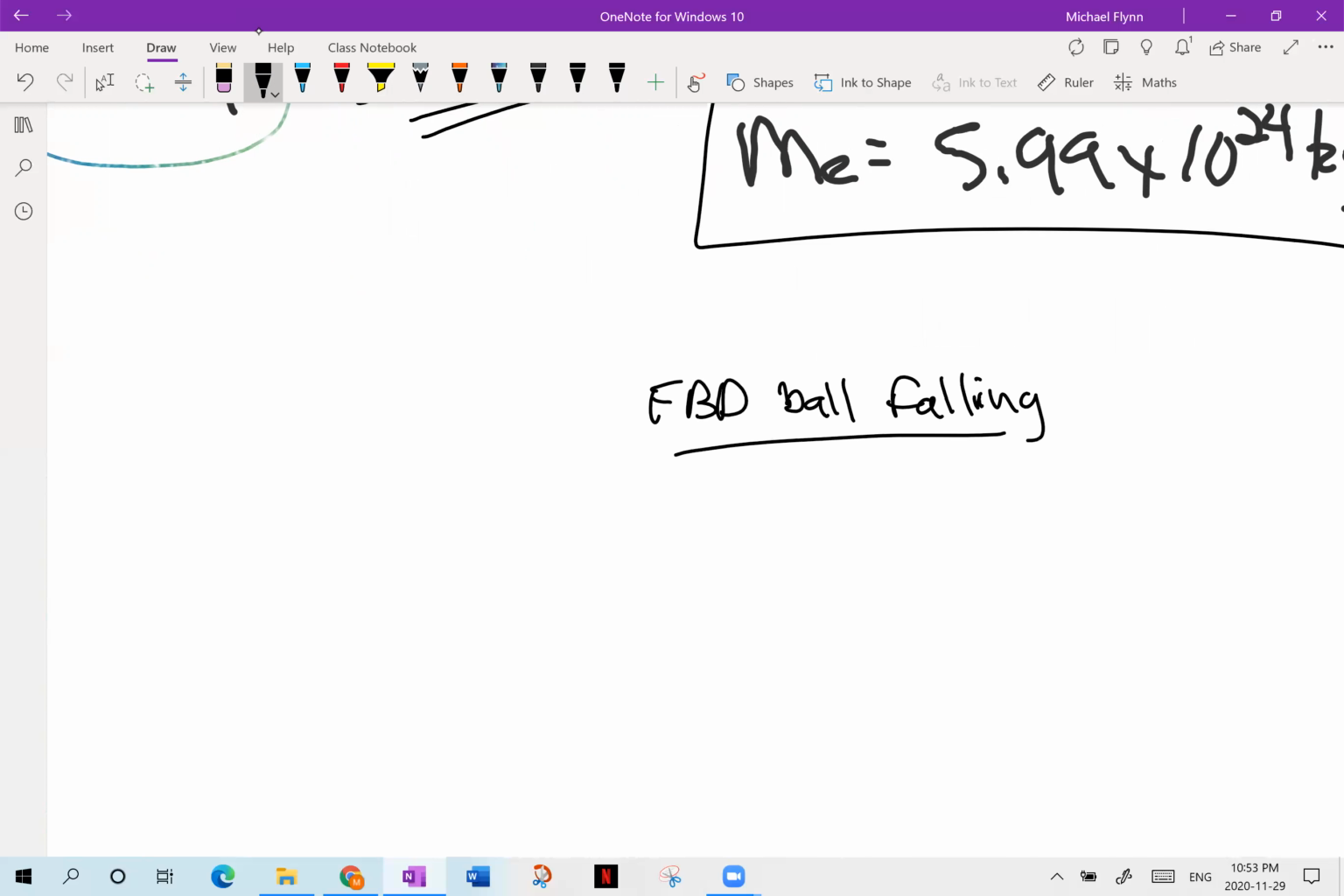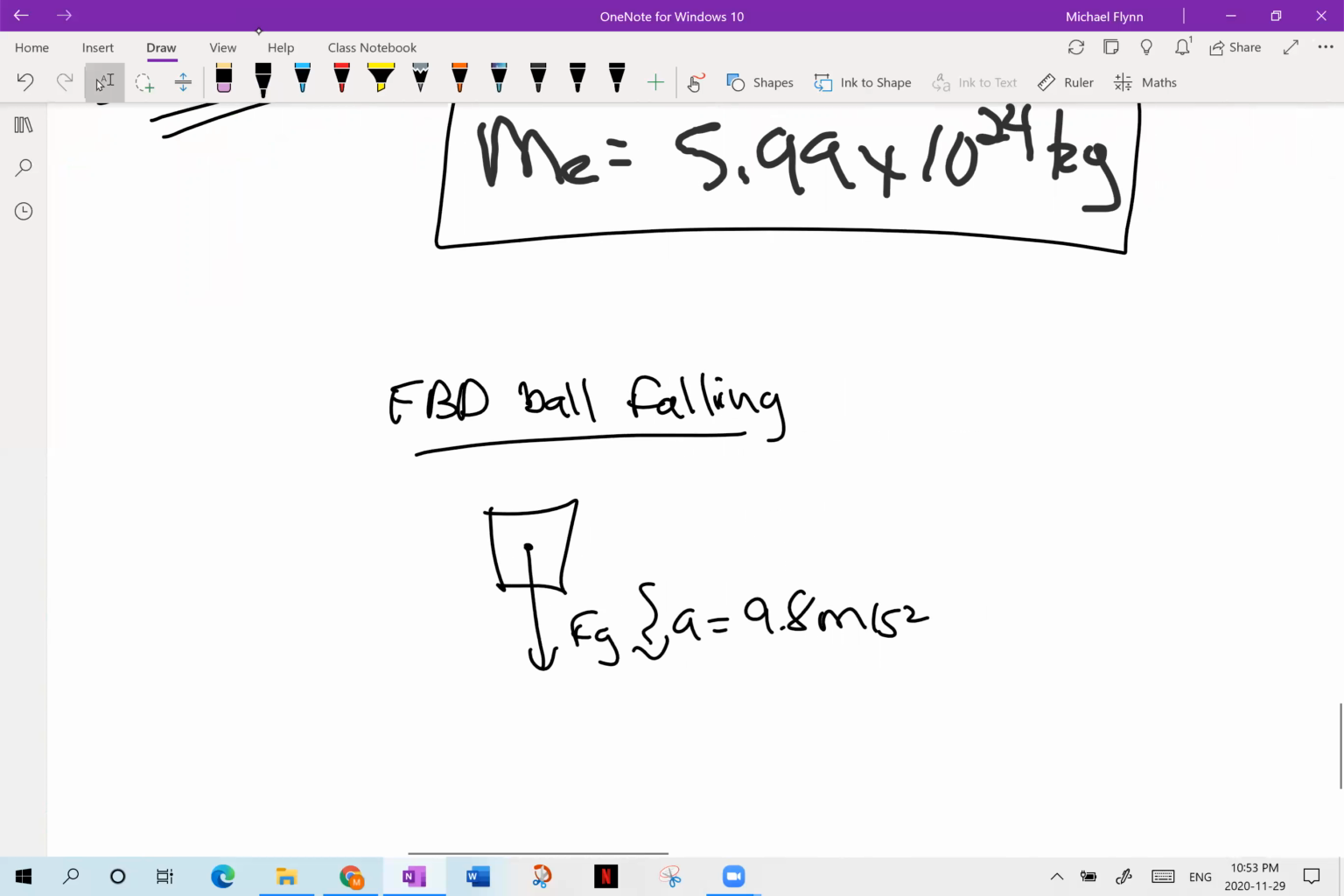Here's the beautiful thing about this. Okay, so watch. Here's a ball falling. There's only one force, gravity, right? And of course it accelerates down. It's not orbiting, so it's just acceleration due to gravity, 9.8 meters per second squared, right? Broken record, you know this already.